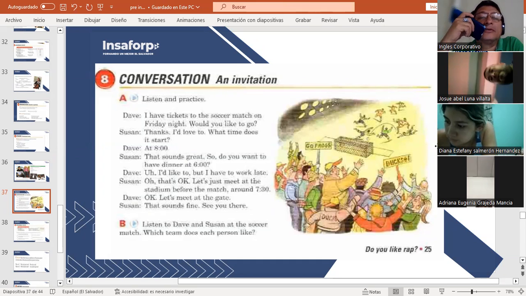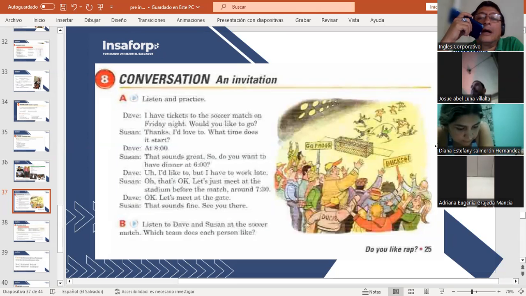I have tickets to the soccer match on Friday night. Would you like to go? Thanks, I'd love to. What time does it start? At 8. That sounds great. So, do you want to have dinner at 6? I'd like to, but I have to work late. Oh, that's okay. Let's just meet at the stadium before the match, around 7:30. Okay, let's meet at the gate. That sounds fine. See you there.